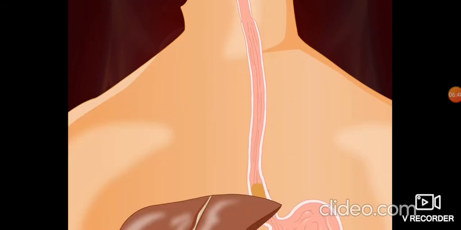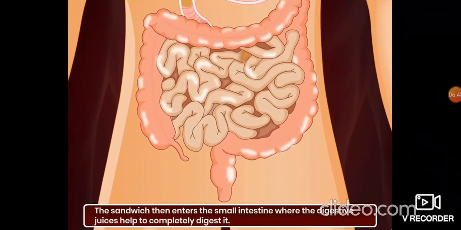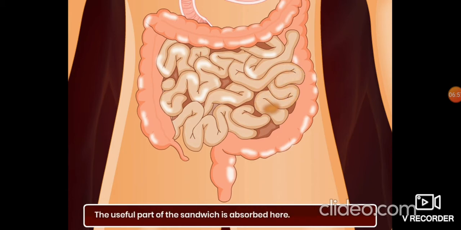Through the food pipe or esophagus, it enters the stomach, where different digestive juices further break down this food, and then this broken food enters the small intestine, where digestive juices help to completely digest it and absorb the nutrients which are present in the food.